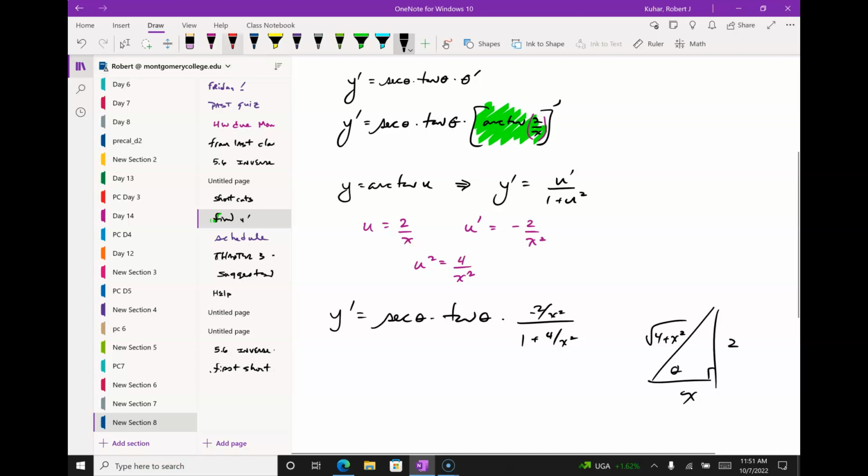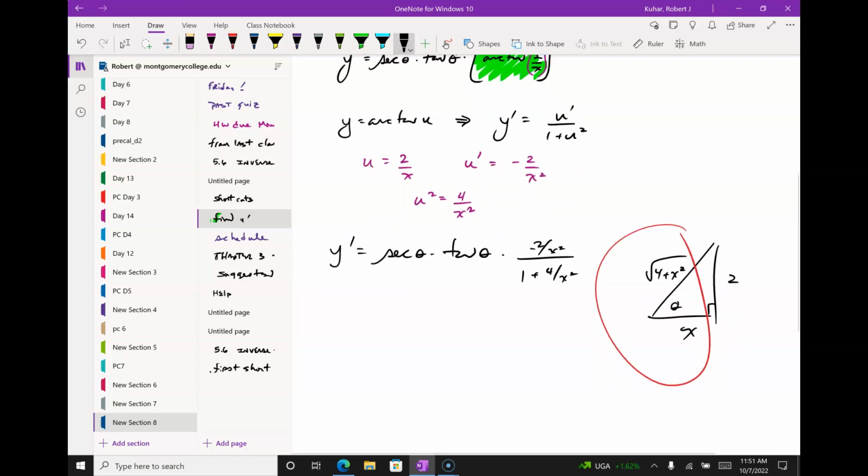So I can get the secant from here, right? We agree? So that's hypotenuse over adjacent. I can get the tangent from the triangle or from my original problem, which was just 2 over x. I didn't need the triangle there, right? You see what I mean? Sometimes you need it, sometimes you don't. Times my derivative of the arctan.